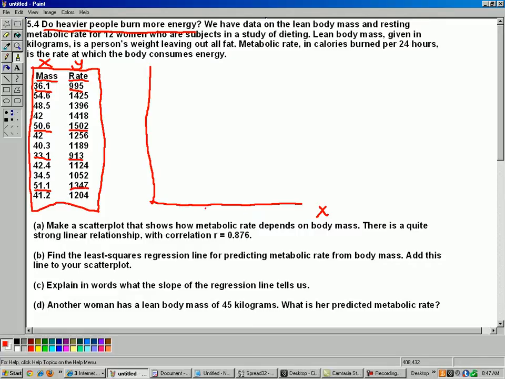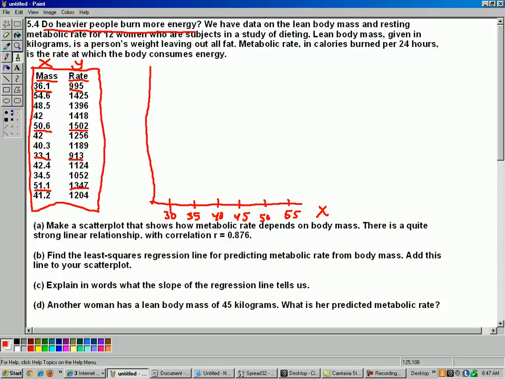Okay, so for the x-axis on our scatter plot, we need to decide how to scale it. The numbers for the mass range from about 33 kilograms up to about 50 something kilograms. So let's just start at 30, and how about I go by 5? So here's 30, 35, 40, 45, 50, 55. Is there anything higher than 55 in this raw data? No, nothing's higher than 55.